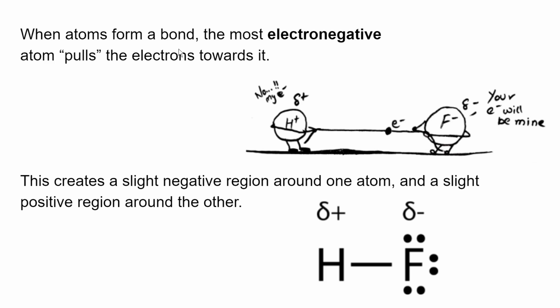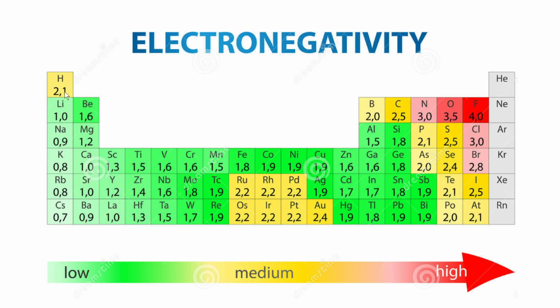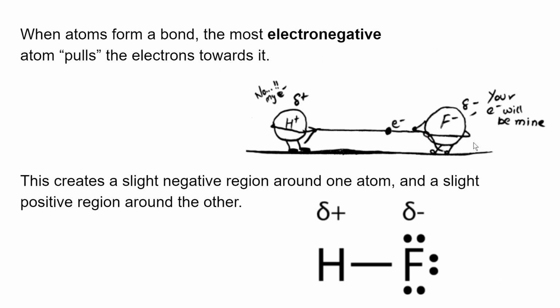When atoms form a bond, the most electronegative atom pulls the electrons towards it. So if we have a look at this bond here, it's between hydrogen and fluorine. If we go back here, we can see that hydrogen is less electronegative than fluorine. So what's happening is fluorine's saying, your electron will be mine, and hydrogen's trying to hold on to its electron, saying, no, it's my electron, don't take it. So they're sharing a bond. There's 2 electrons in this bond. Remember, they form a covalent bond, so they can each fill their outer shell. But the electrons are hanging slightly closer to fluorine because it's more electronegative.